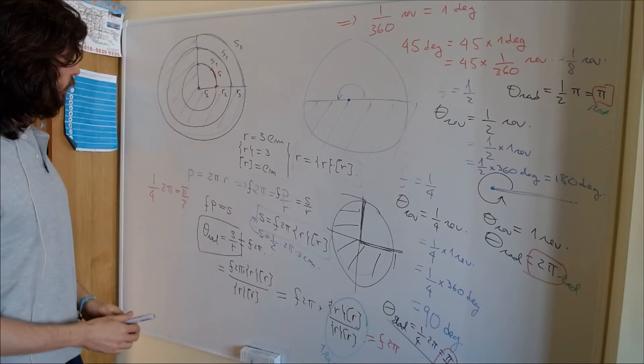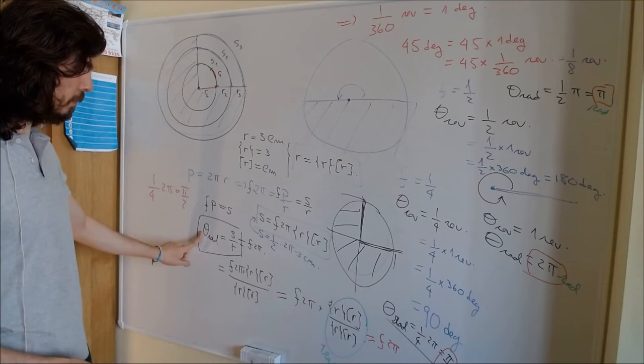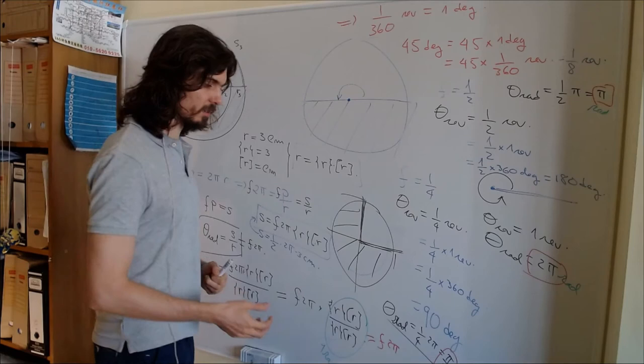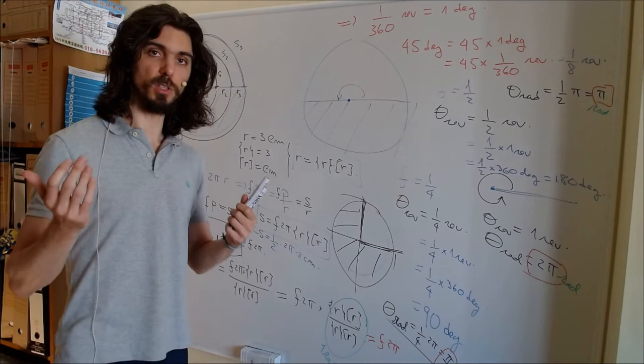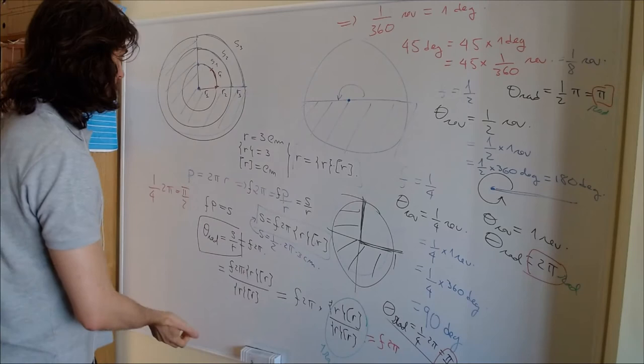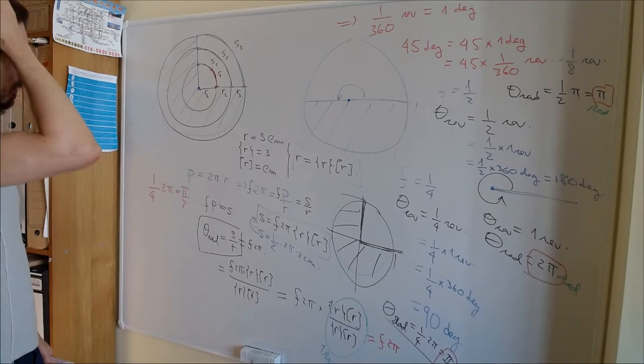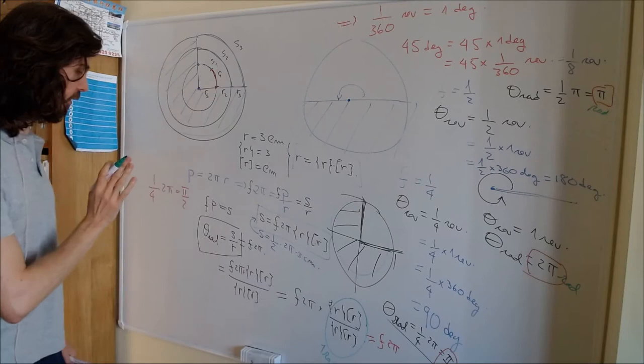So, now that you understand what rad is, what it means to measure an angle in this dimensionless quantity, let's try to see how to convert between degrees and radians. Okay, if you want to convert between units, you need a correspondence between units. What correspondence can we make? Well, by the way, I just remembered something important before going to the conversion of units. This is very important.